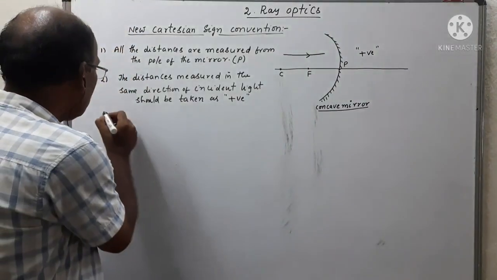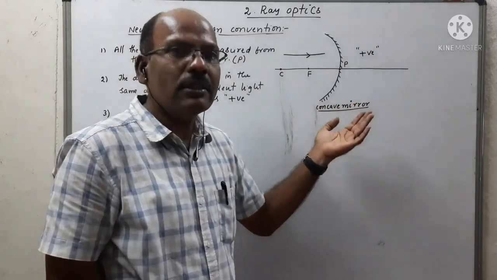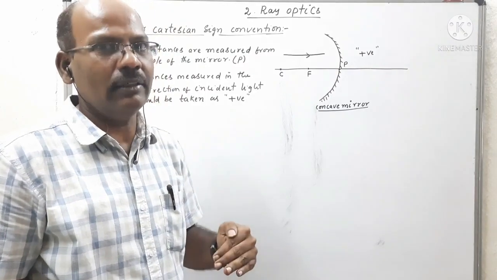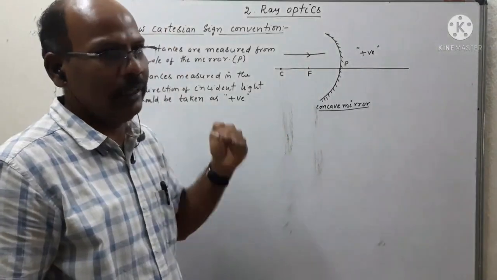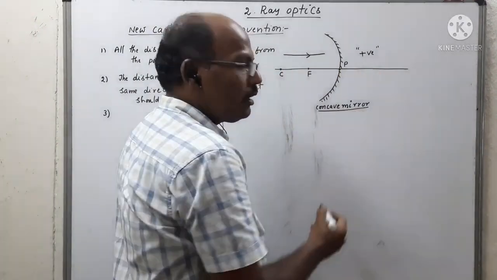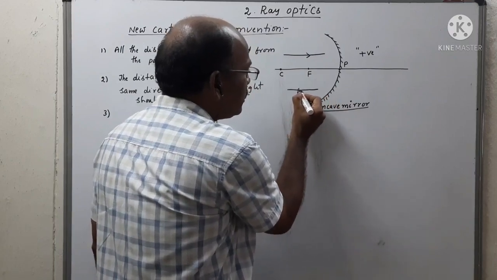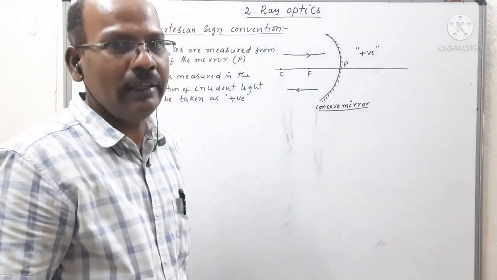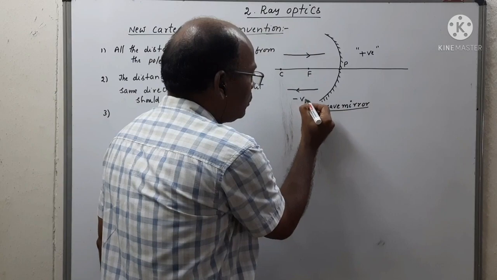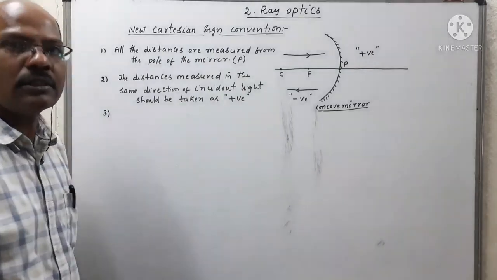Coming to the third point. The third sign convention is, if the distances are measured in the opposite direction of the incident light, those distances are taken as negative. Suppose the direction of the incident light is from left to right. If you measure the distances in the opposite direction of the incident light, these distances are taken as negative. Right?